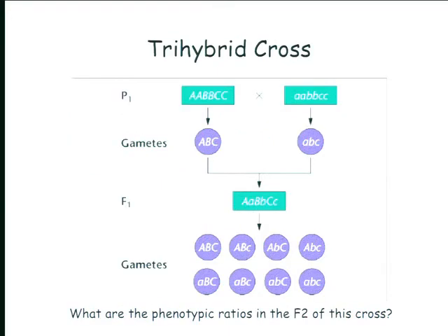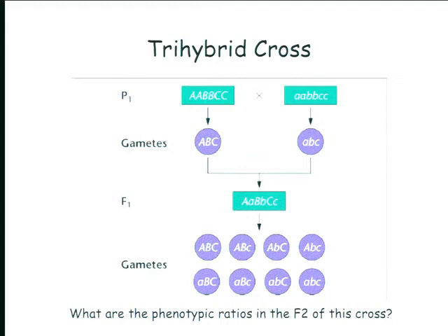So let's look at a more complicated scenario than a dihybrid cross: a trihybrid cross. Now we have 3 different loci generating 3 distinct traits. In your parental generation, let's assume that the first parent is homozygous dominant at all 3 of those loci, and you're going to cross it to a tester plant that's homozygous recessive at all 3 of those loci.